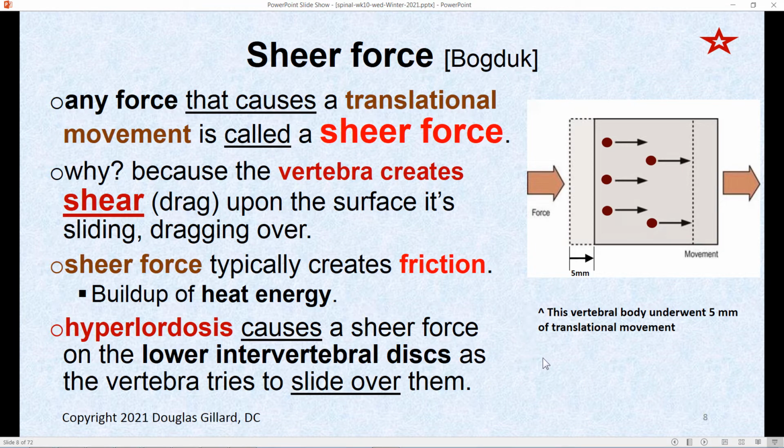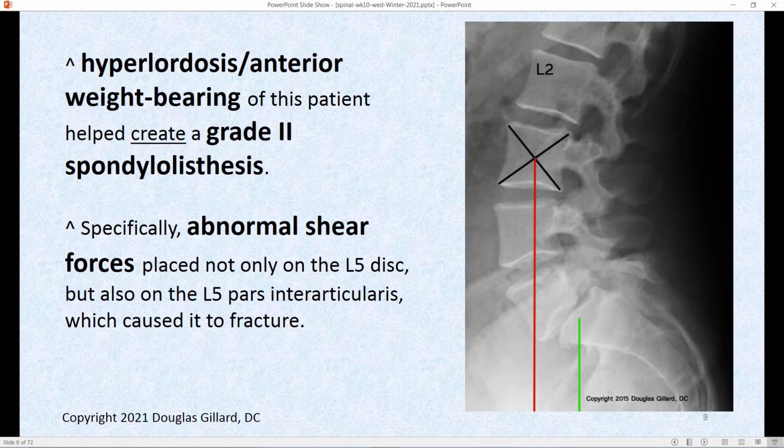Because people with hyperlordosis, and especially in the lumbar spine, that causes a shear force on the discs and on the pars interarticularis, and it causes spondylolisthesis, and it causes annular tears, and it causes more trouble at L4 and L5 because of a shear force.